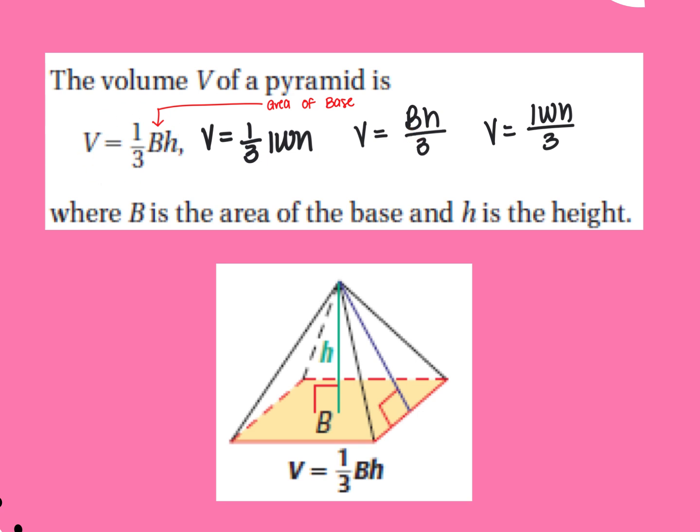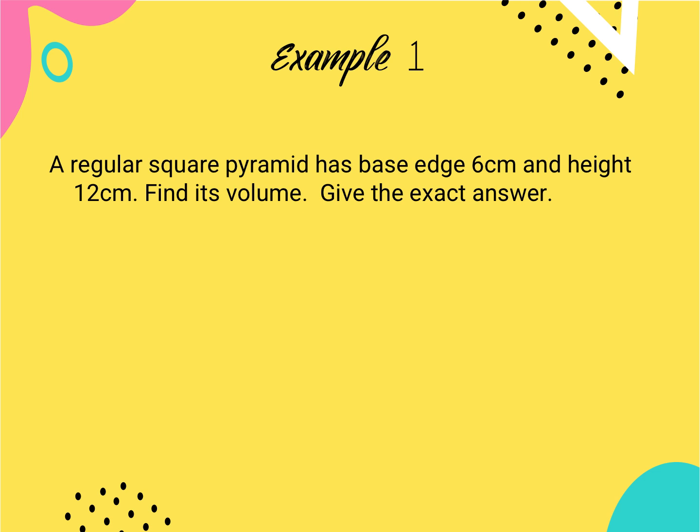Looking at this example, it says a regular square pyramid has a base edge of 6 centimeters and a height of 12 centimeters. Find its volume, give the exact answer. So it says a square pyramid. So here is my base. Keep in mind it is a square. That means all of my sides are going to be congruent. As best as you can, drawing a pyramid. And yes, it's a square. All my sides of my base are going to be 6 centimeters. And then they told me that my height is 12 centimeters.